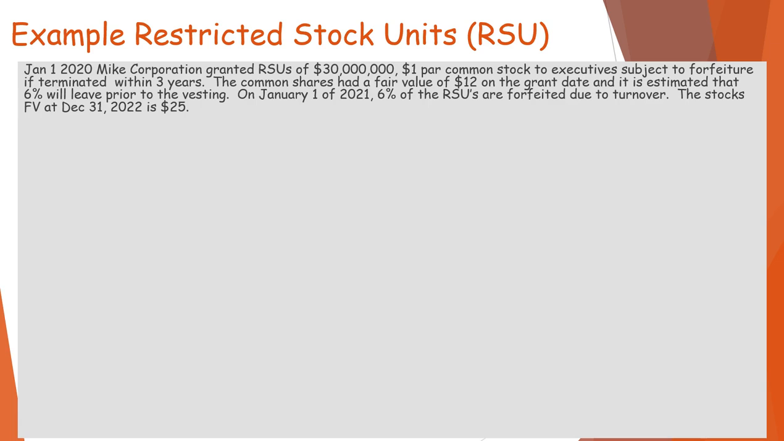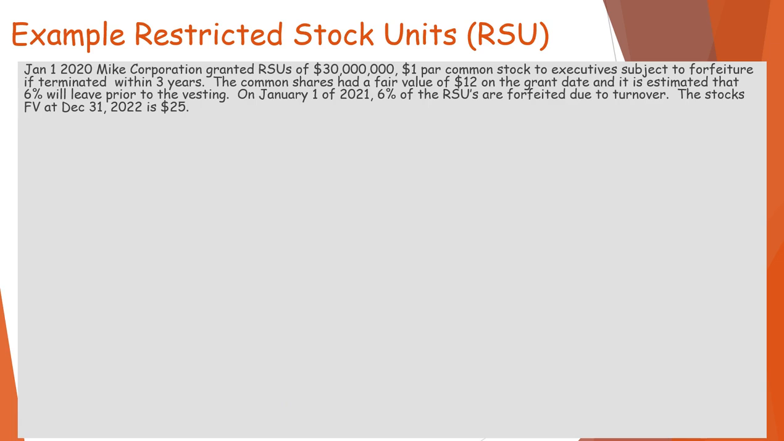The common shares had a fair value on the date of the grant of $12, and it is estimated that 6% will leave prior to the vesting. On January 1st of 2021, 61% of the RSUs are forfeited due to turnover. The stock's fair value on December 31st, 2022 is $25.